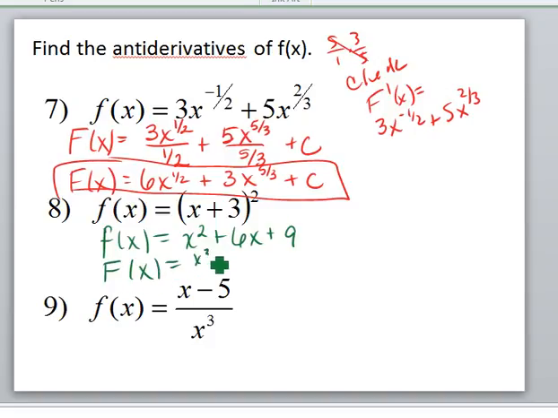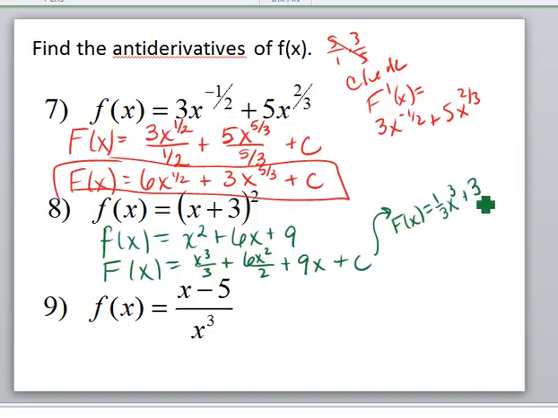So we're going to raise it by 1 and put it over that power, plus raise it by 1 and put it over that new power, plus 9x plus c. We can simplify this a bit. The antiderivative is 1/3 x cubed plus 3x squared plus 9x plus c. I'm not going to do the check on that one.